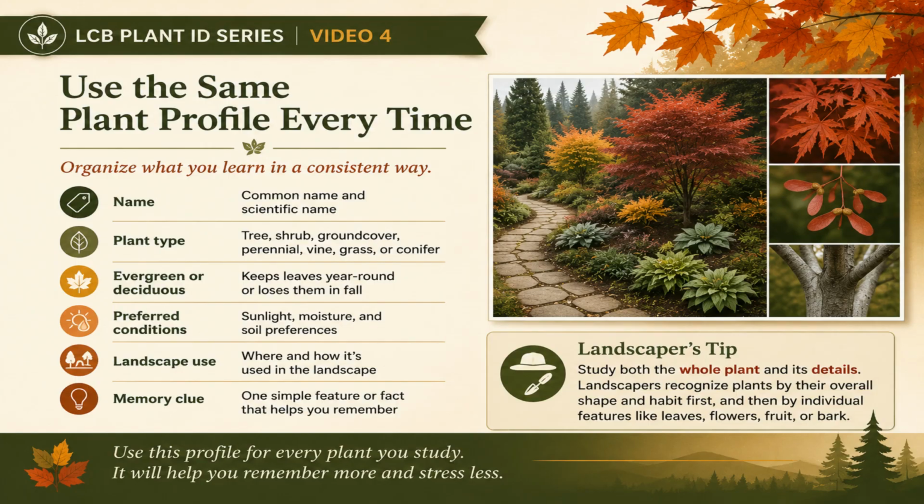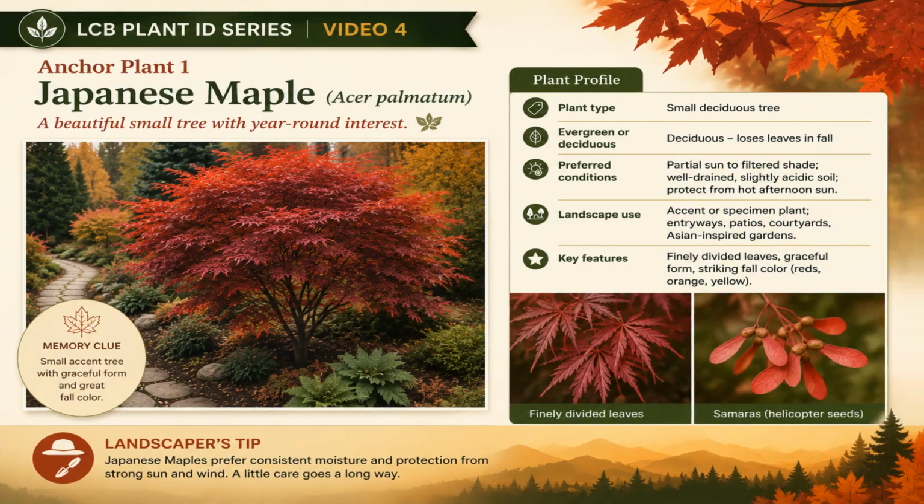You don't need to remember every possible fact about each plant. Start with the characteristics that make it useful and distinctive. Let's begin with one of the easiest plants to recognize, Japanese maple. Its scientific name is Acer palmatum. This is usually a small, deciduous ornamental tree.